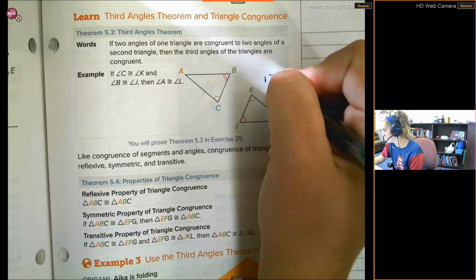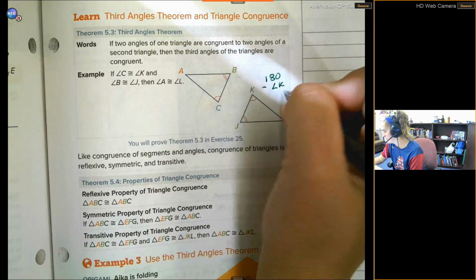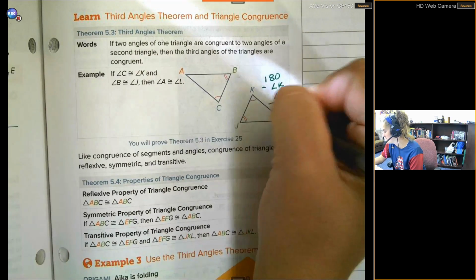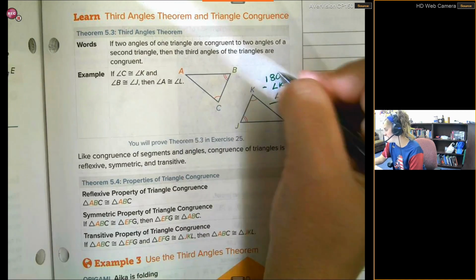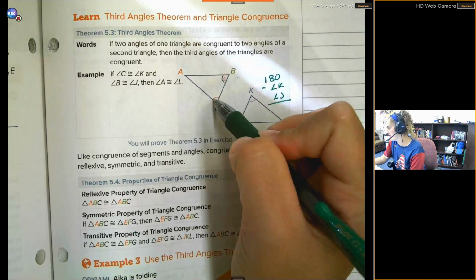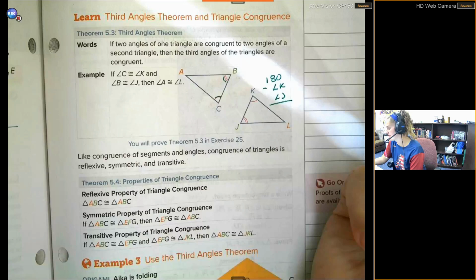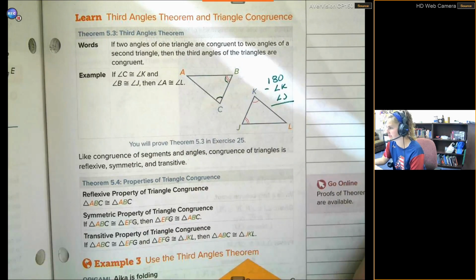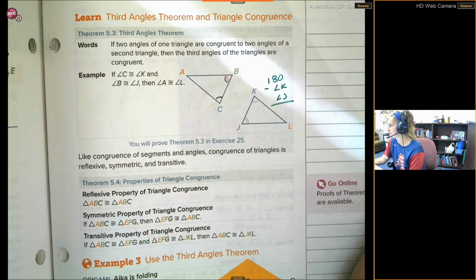Right. So if we're subtracting from 180 and angle J, and we get something, that's going to happen over here too with the other two congruent triangles. So it has to be the same because they all have to add up to 180.